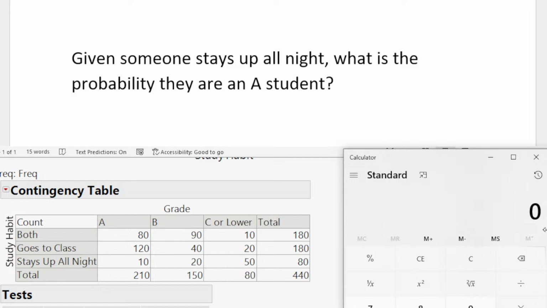Given someone stays up all night, what is the probability they are an A student? So how would we find this one? Given someone stays up all night, what's the probability they're an A student? Let's see what people say. No one solved it yet.